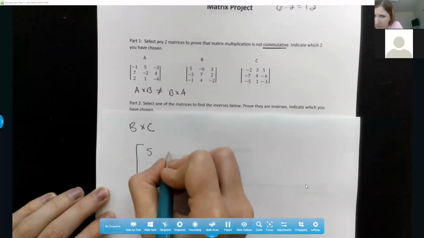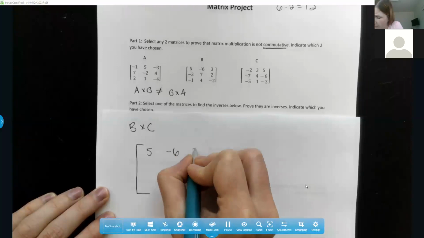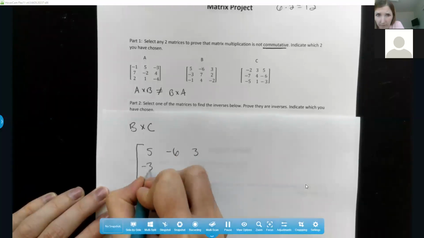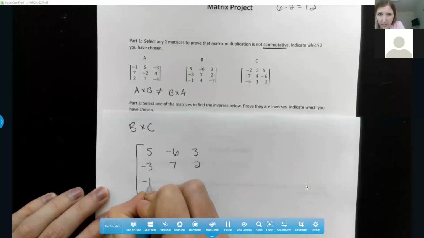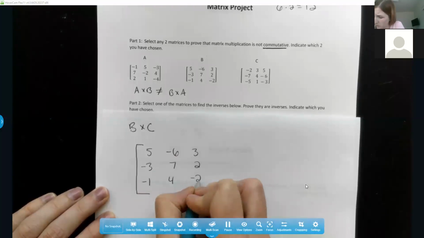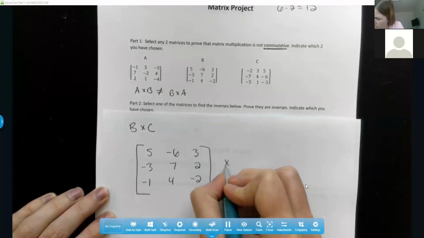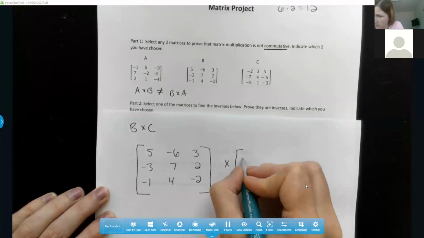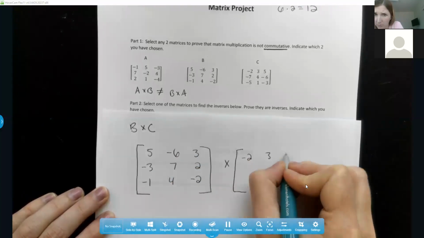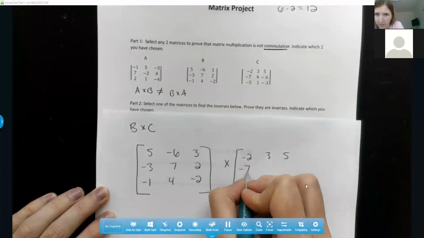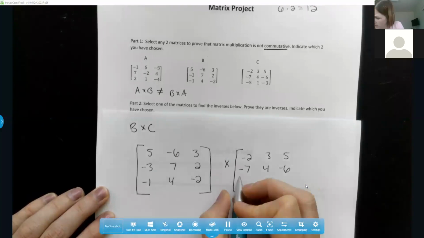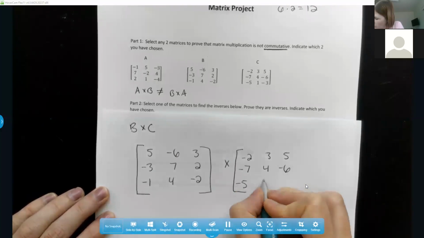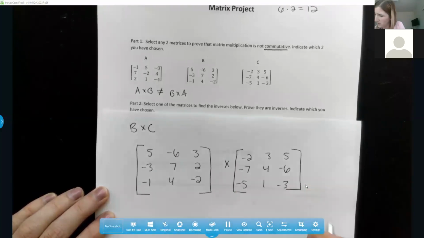So B is 5, -6, 3, -3, 7, 2, -1, 4, -2. We're going to multiply that by C, which is -2, 3, 5, -7, 4, -6, -5, 1, -3. Okay, perfect.